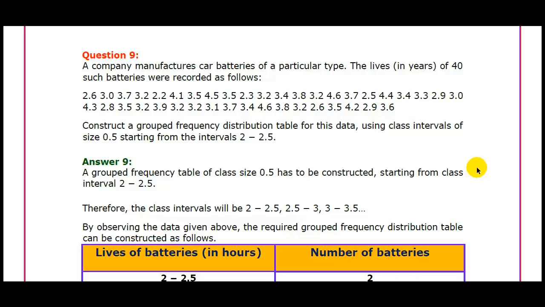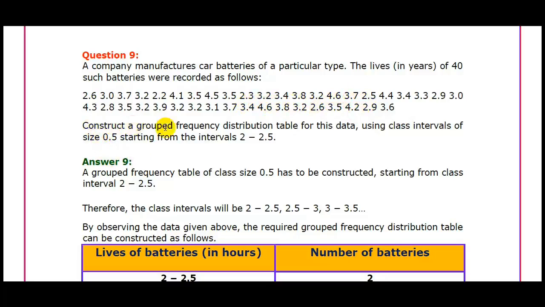Next, exercise 14.2, question number 9. A company manufactures car batteries of a particular type. The lives in years of 40 such batteries were recorded as follows. So these are the lives of the 40 batteries in years. So some batteries last 2.6 years, some last 3 years, and 3.7 years. Likewise, these are the given data of the lives of 40 batteries.